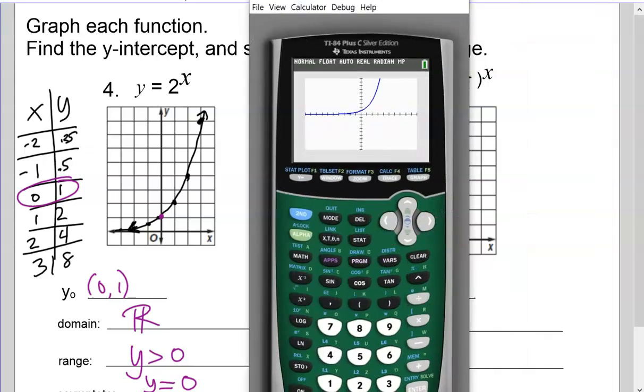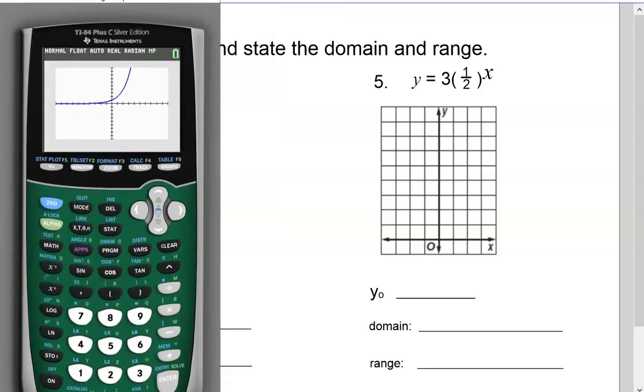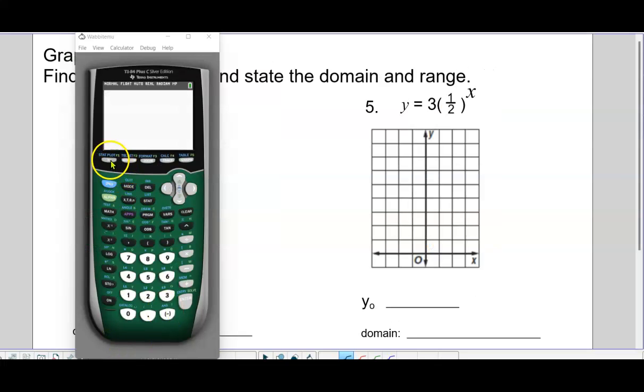All right, why don't you pause the video and do the same thing with question number 5. See if you can give that a try. And I'll get this calculator ready here. For question number 5, our initial value is 3. Our rate of change here is a fraction, so this means we have decay. So this exponential function will be decreasing as we move from left to right.